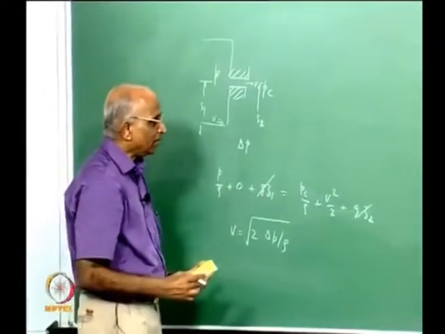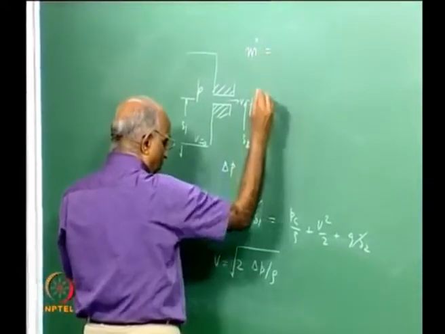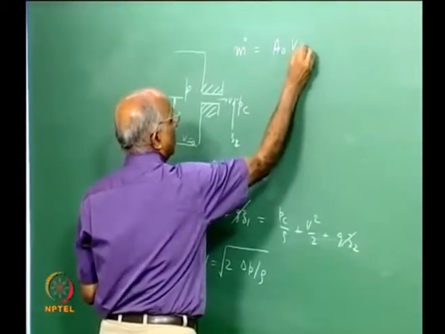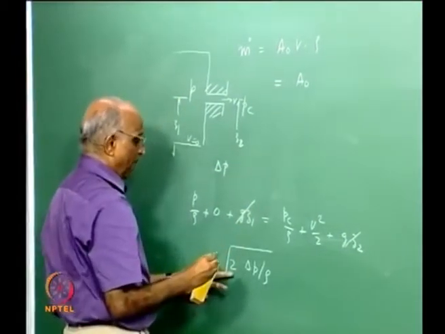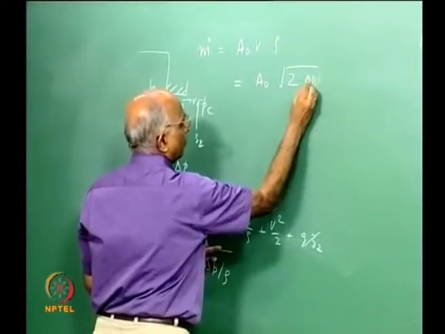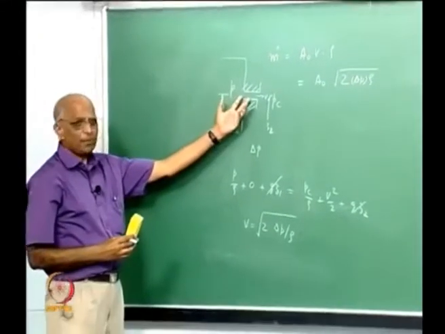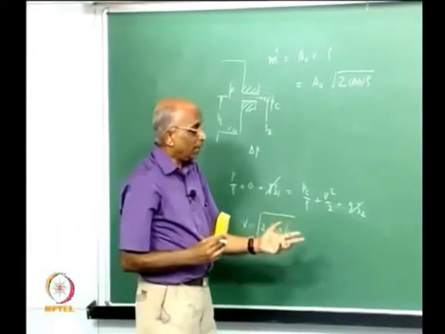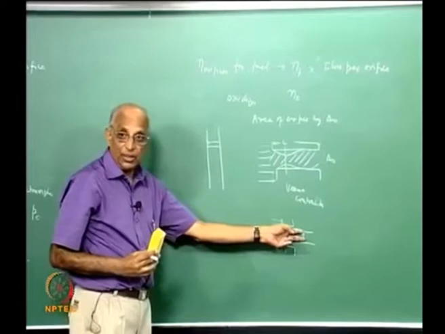Therefore, what is the mass flow rate through this particular orifice? Mass flow rate is equal to area of the orifice into velocity into density, which is equal to A0 into under root of 2 delta P into density. This is the mass flow rate for a simple sharp edged orifice. But just now I told you sometimes it flows full, like it is attached over here, there is some friction over here, sometimes it flows separated like this.